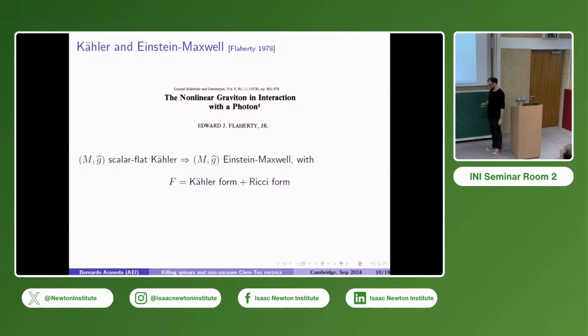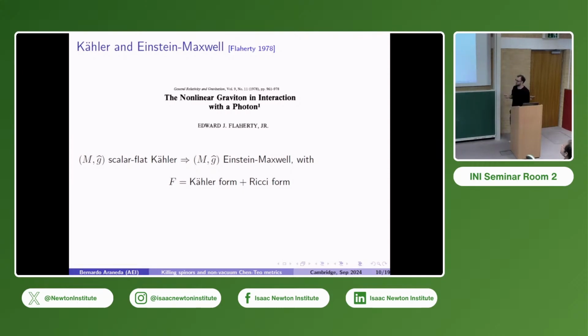So the other case we're interested in is the Kähler-Einstein, the Einstein-Maxwell condition. And here there is a remarkable connection between Kähler geometry and Einstein-Maxwell metrics. This was found by Flaherty a long time ago in 1978. And this was found in the context of Twistor theory. As you can see from the title, this is the nonlinear graviton in interaction with the photon.